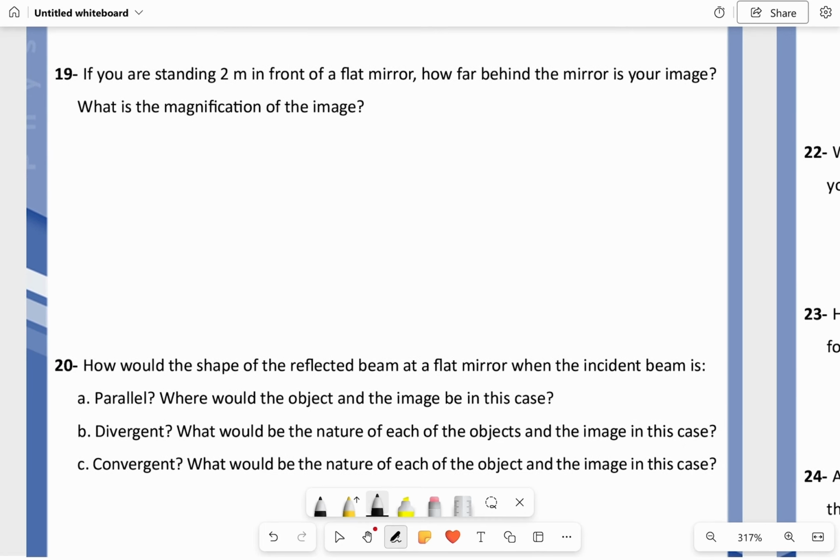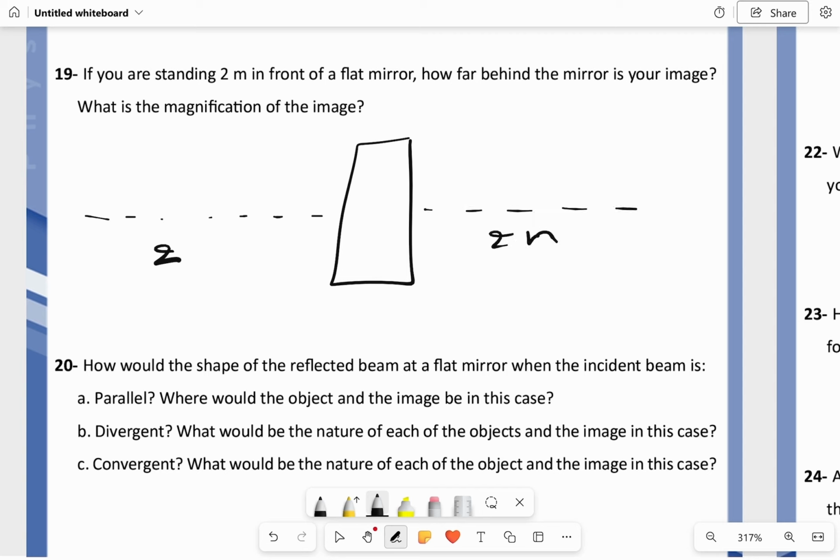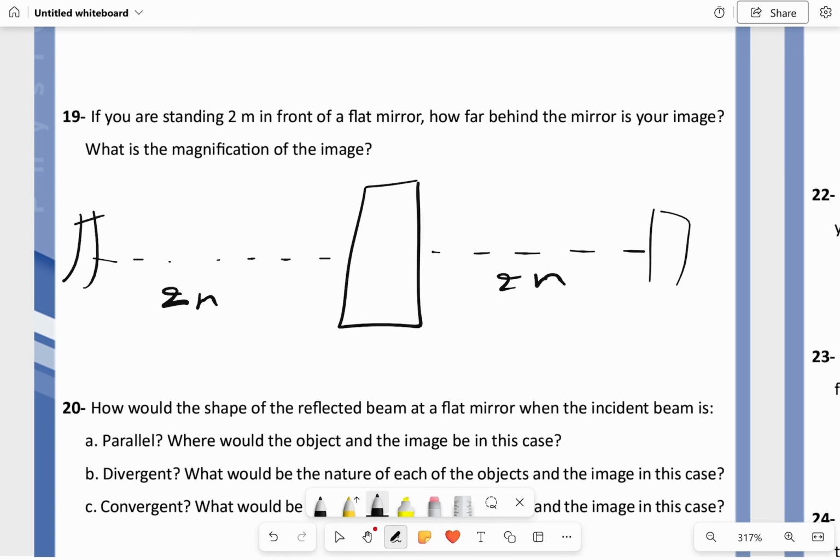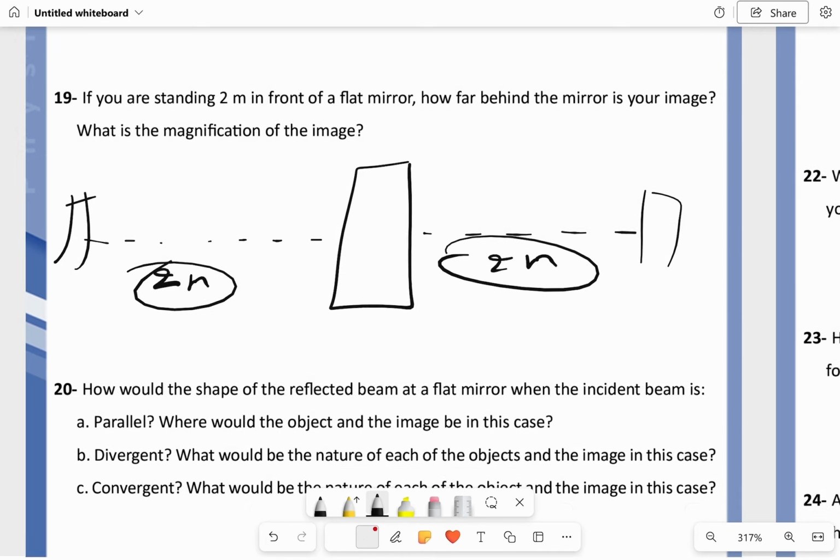If you are standing 2 meters away from a flat mirror, how far behind the mirror is your image? It's the same. And the magnification of the image is 1, because the image size and the object size are the same. So if you stand 2 meters away from the mirror, what is the image distance? Of course, it's going to be 2 meters too. What is the distance between you and the image? It's 4 meters, 2 and 2, that's going to be 4 meters.